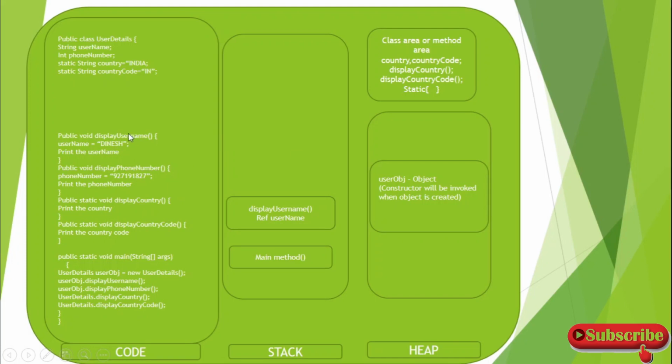And now the username method will be called and it will get created above the main method in the stack, and it will have a reference. This is an instance variable, not a local variable. Username is an instance variable, so a reference will be created. And similarly the phone number method will be called next, and a reference for the phone number instance variable will be created, and this will be pointing to an object.